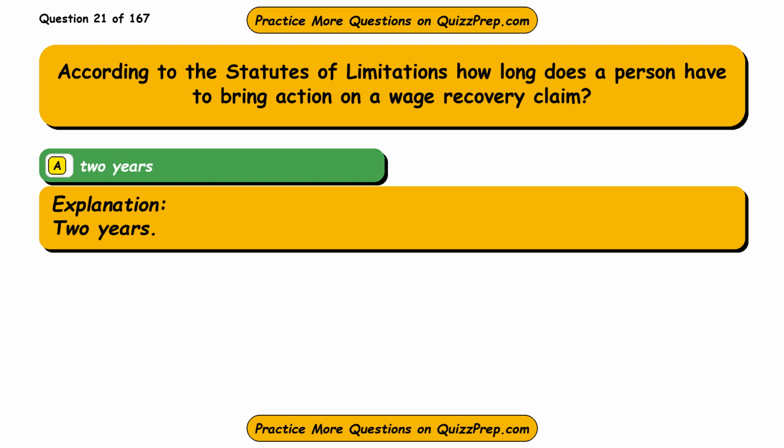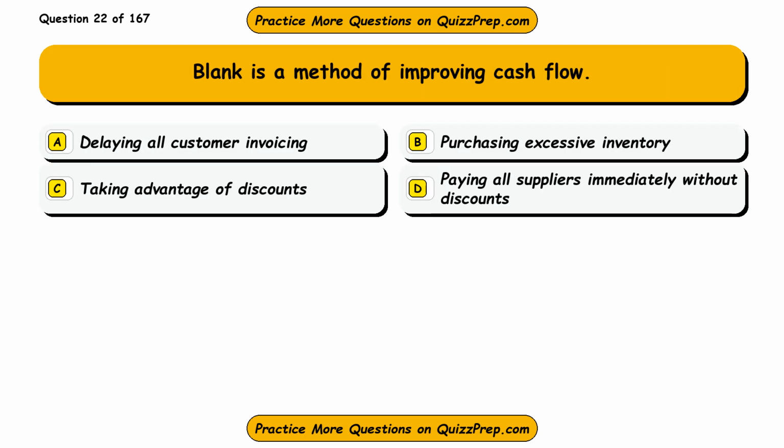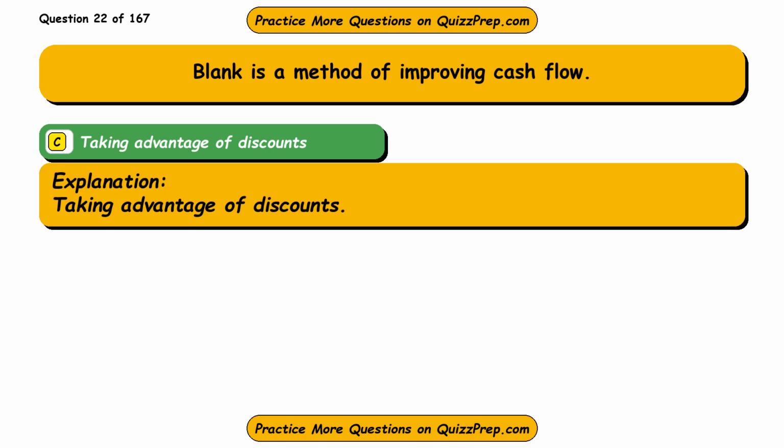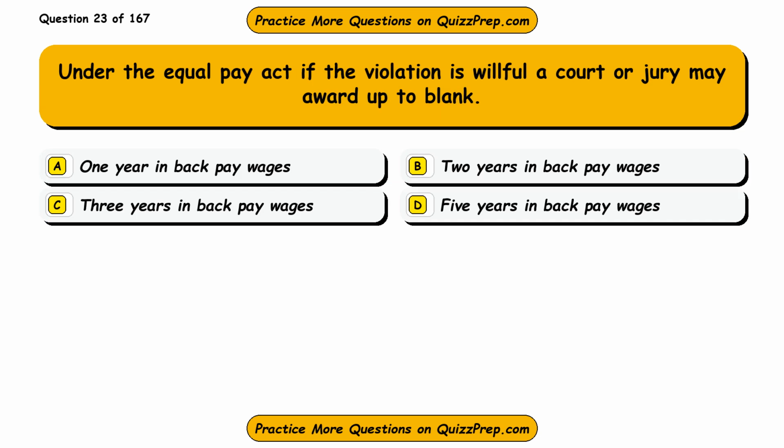Question 22. Blank is a method of improving cash flow. Option A, delaying all customer invoicing. Option B, purchasing excessive inventory. Option C, taking advantage of discounts. Option D, paying all suppliers immediately without discounts. The correct answer is option C, taking advantage of discounts.